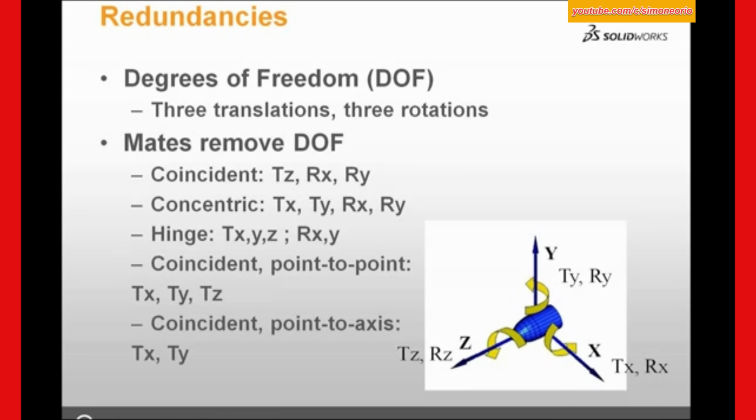So you can see here concentric mates, they actually remove 2 translations and 2 rotations. The hinge mates that I used with that simple example actually remove 5 degrees of freedom per mate, allowing just the rotation about the z-axis. The last 2 that I'm mentioning there, coincident point-to-point and coincident point-to-axis, those are very important mates for using and setting up a motion assembly. And I'll show you exactly what I mean as we go back to this example here.